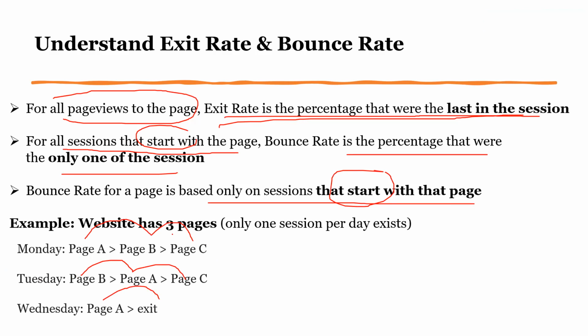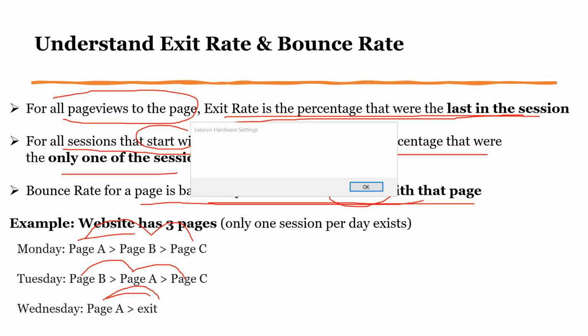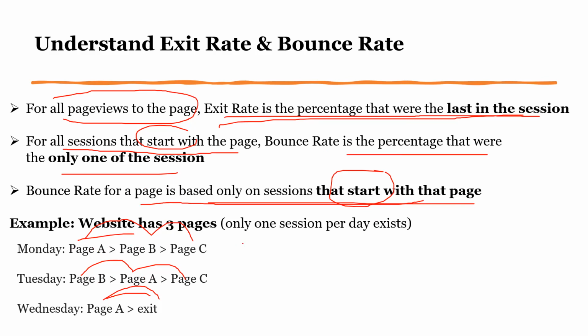Any guesses? If I go with this definition, bounce rate is the percentage that were only one page sessions. I will look at bounce rate for page A. Page B to A to C will not be calculated, because bounce rate for page A is based only on sessions that start with that page. Page A to exit is calculated. So we have these two options.